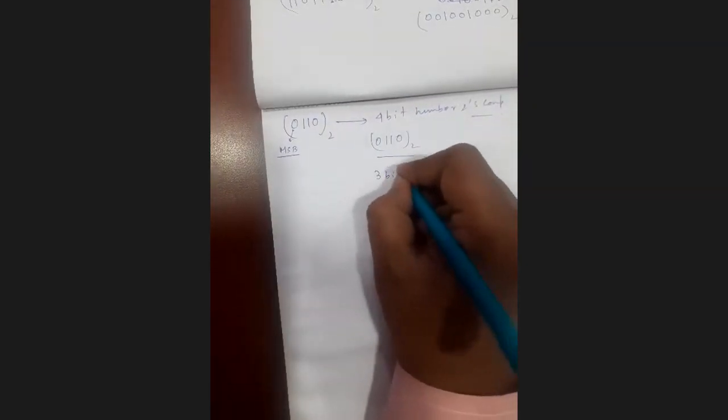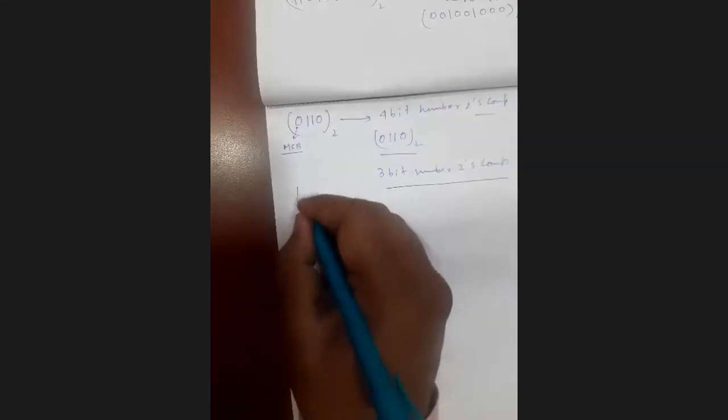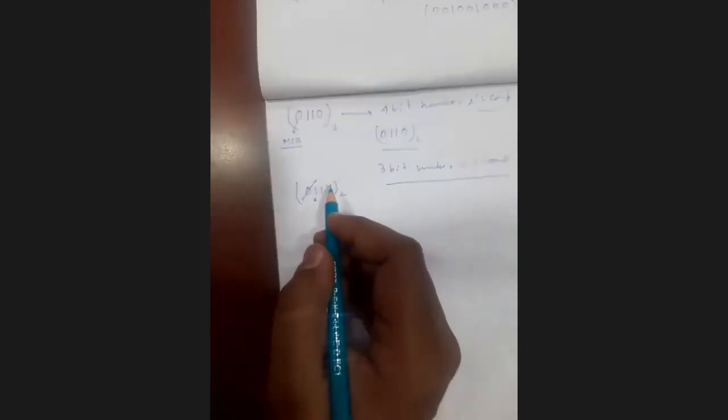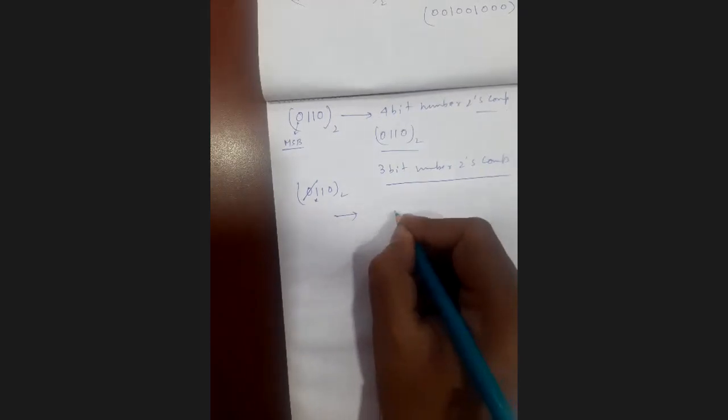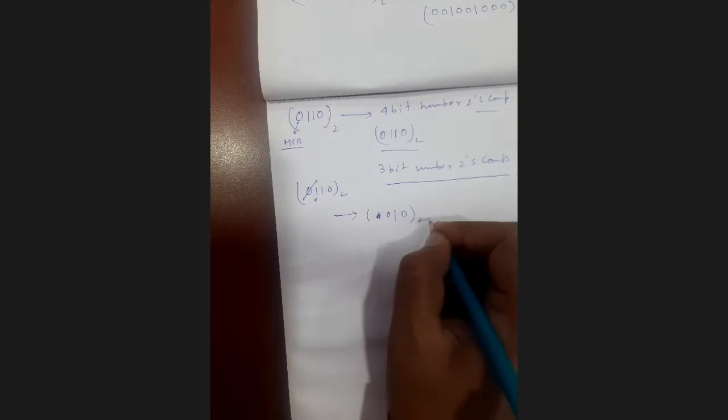But if we consider the 3-bit representation, the 2's complement in 3-bit is 0, 1, 0. When it is 3-bit, we consider only 3 bits. So the MSB is 1, so it is a negative number. So in that case, 1, 0, 0, 1, or like that. This is the 2's complement form.